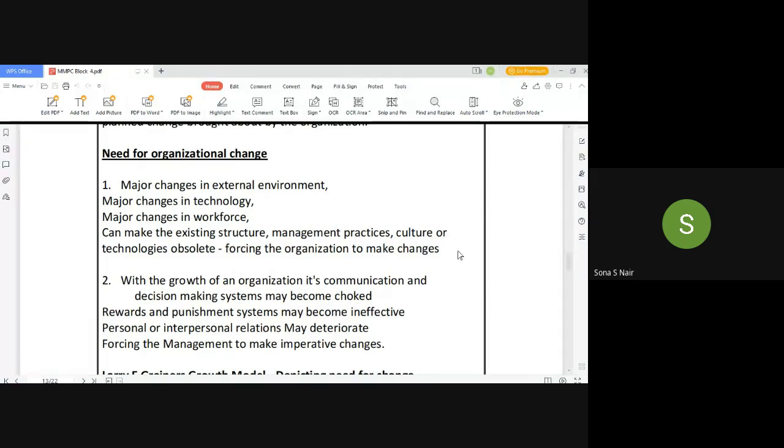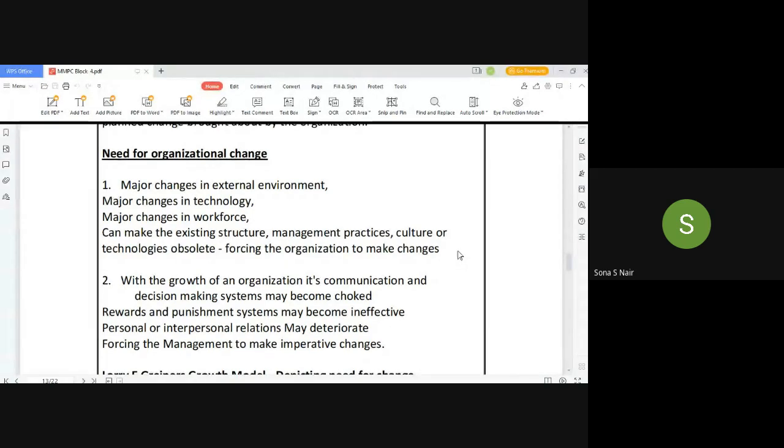Let us look at what happened during COVID-19. A major change in the external environment occurred, wherein people were forced to adapt to a different environment. Most of the organizations adopted a different technology. People were not traveling, they were using online meetings, conferences were online, teaching was online. So that was a major change in the external environment.